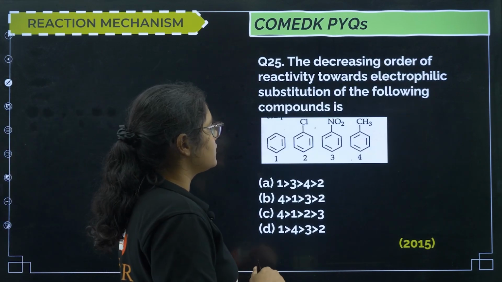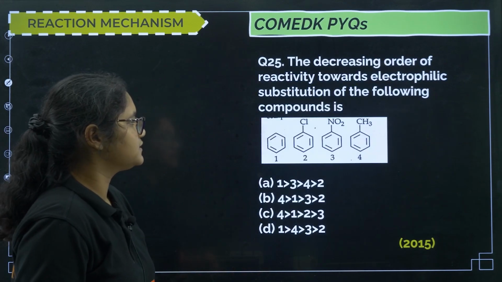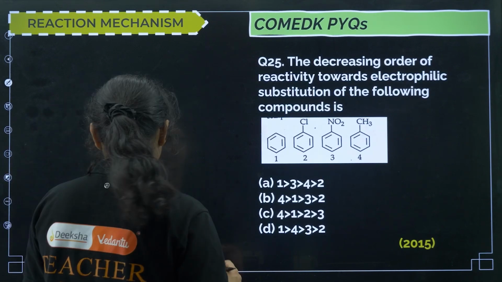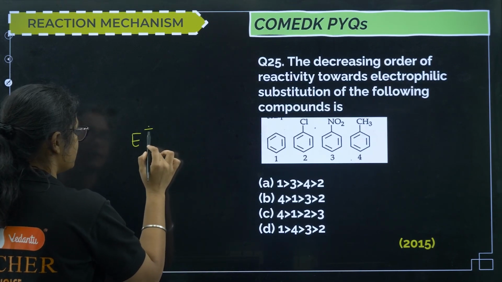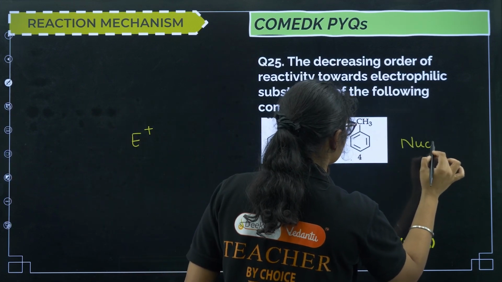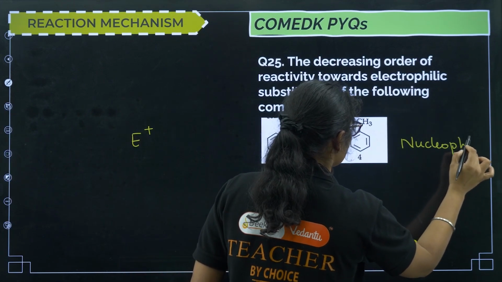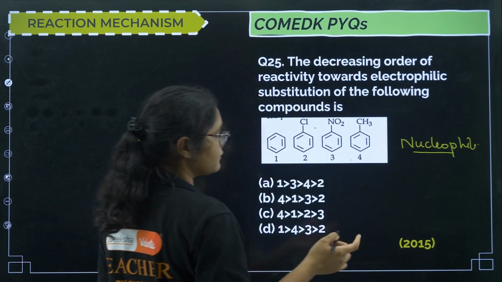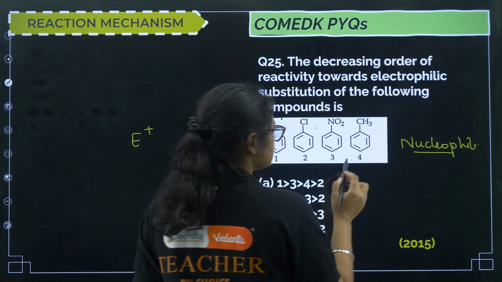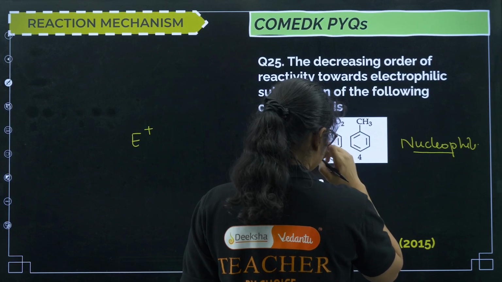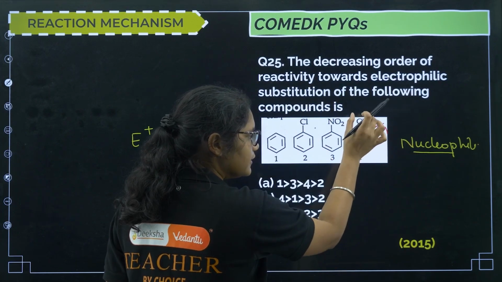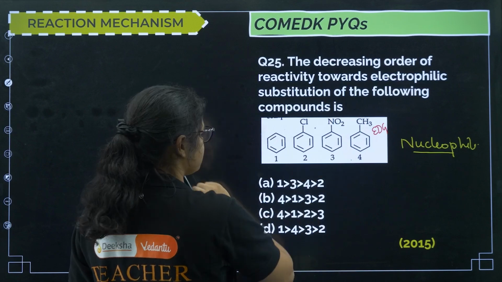Next, the decreasing order of reactivity towards electrophilic substitution reaction of the following compounds. So now see, it has to react with an electrophile, right? That means these rings must be nucleophilic in nature. The one which is most nucleophilic will react faster. Now what are the groups present? Now see, this CH3 group is an electron donating group, so it will increase the ring electron density, so it will react faster with the electrophile.